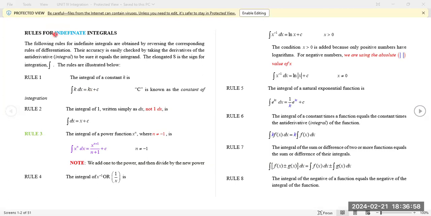So if you integrate the function and the integration is correct, and you don't have the plus C, you're going to lose marks. I must have that constant of integration, plus C, once it is an indefinite integral.